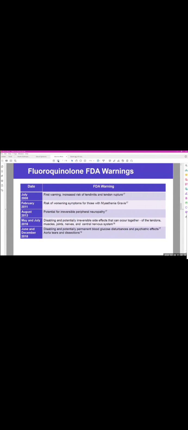Fluoroquinolone FDA warnings. A large number of multi-system damage cases have been documented for fluoroquinolones, by numerous data, not least by the FDA itself. This resulted in 5 public warnings from the FDA between 2008 and 2018. It is also worth mentioning the seriousness of side effects such as risk of tendinitis and tendon rupture, irreversible peripheral neuropathy, potentially irreversible side effects of the tendons, muscles, joints, nerves, and central nervous system, psychiatric effects, as well as aortic tears and dissections. Next slide.